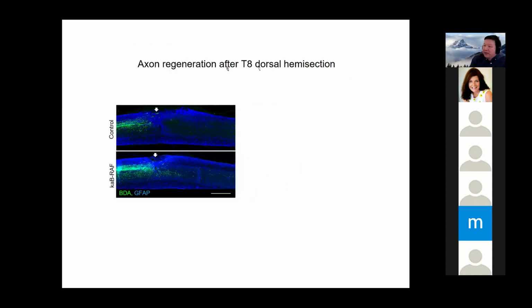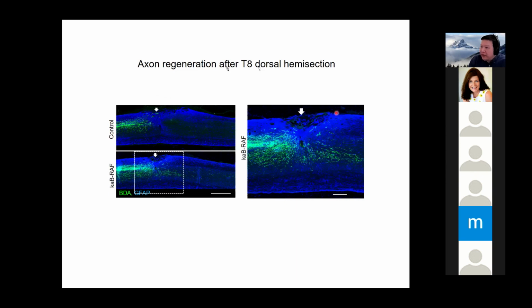Here is what happened in the mouse spinal cord 6 weeks after the injury. The site of injury here is marked by the white arrows, axons in green. As expected, in the control mouse, no axons grow into and beyond the lesion site. This is consistent with what we know from spinal cord injury patients. But in the mouse where corticospinal neurons express active BRAF protein, we see substantial numbers of axons growing into and beyond the lesion site. And here is a high magnification.